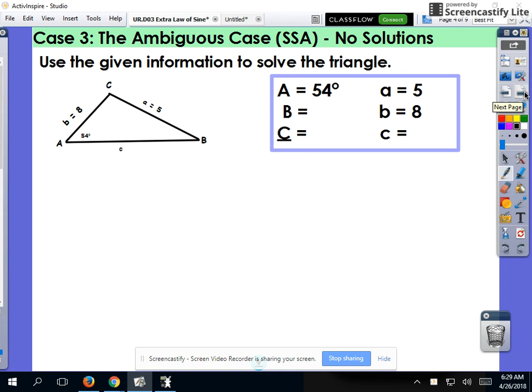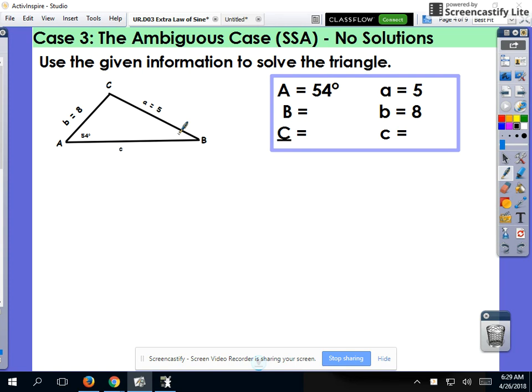So I'm looking at my triangle. I see 54 here. I see 8 and I see 5. This does not look like a 5. This looks like way more than 5. This looks smaller. This looks bigger. That's just to mess with you. So go ahead and pause the video and figure out which case we're talking about.